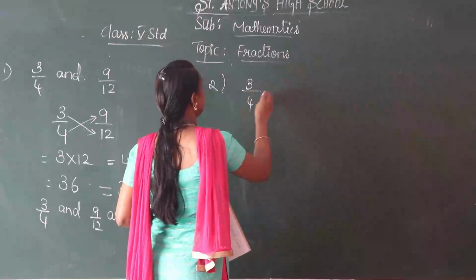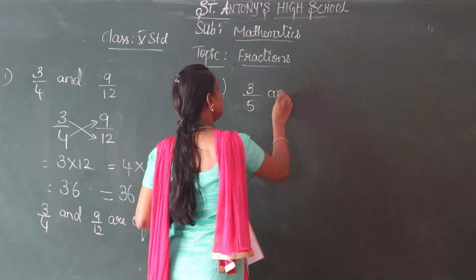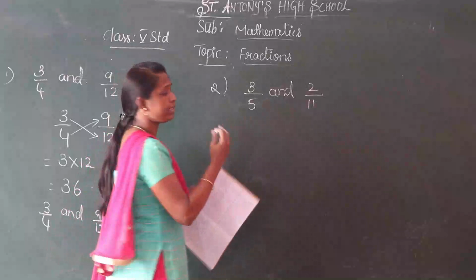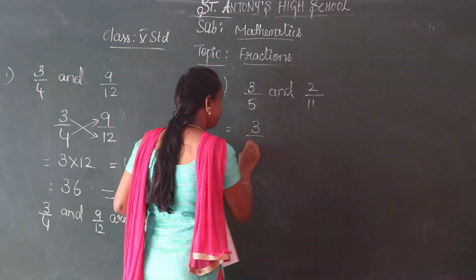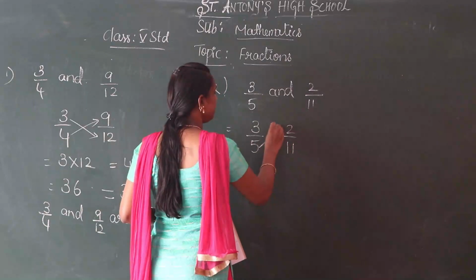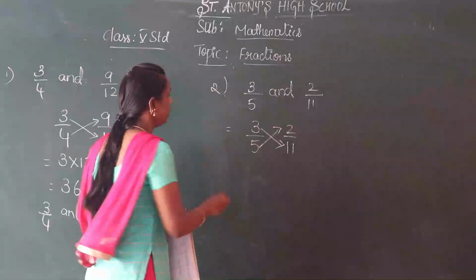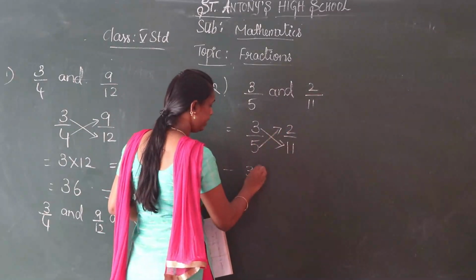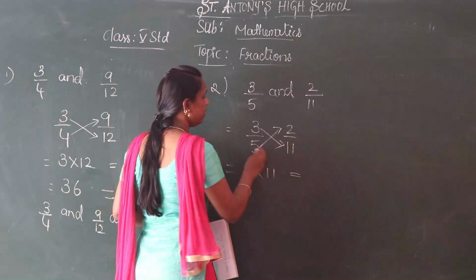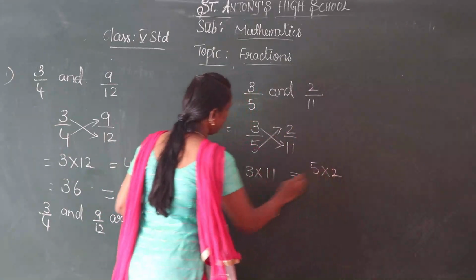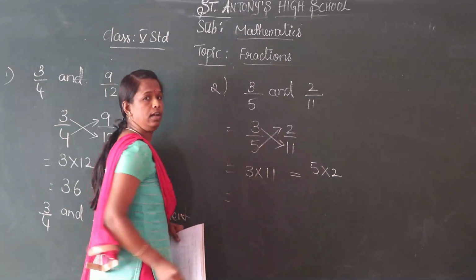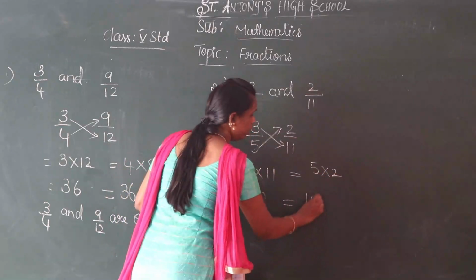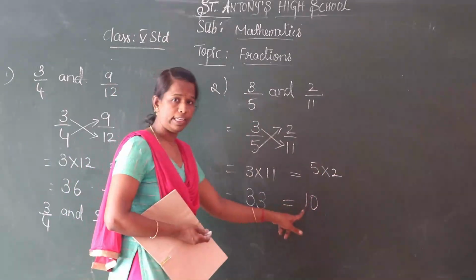3 by 5 and 2 by 11. Okay, compare or cross check these fractions. So cross multiply: numerator into denominator and then denominator into numerator. 3 into 11 equals 5 into 2. 11 3s are how much? 33. 5 2s are how much? 10. So these two numbers are not equal.